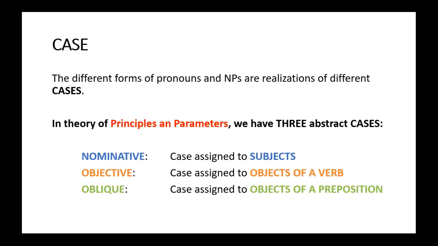Three cases. I repeat: nominative, you assign to subjects; objective, you assign to objects of verbs; and oblique, you assign to objects of prepositions. Only three cases. Now, in this lesson, we are only going to concentrate on two cases. We're going to concentrate on objective, and we're going to concentrate on oblique case.